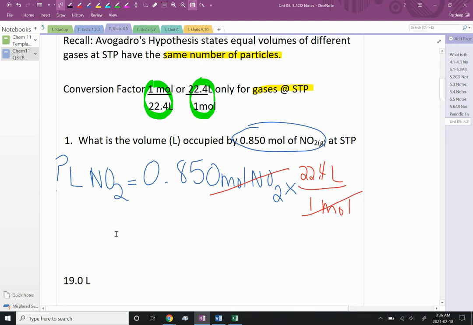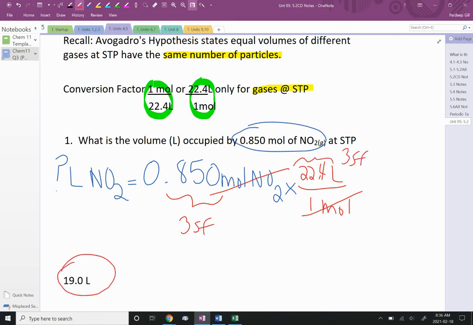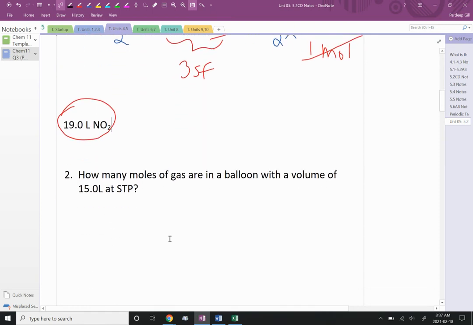But we've got to double check the sig figs here. So this is 3 sig figs right here. Now the 22.4 liters, even though it's a conversion factor, that number is a measured value. So you do have to consider the sig figs for the 22.4. So that's going to be 3 sig figs there. So our answer has 3 sig figs, and remember to include the name of the chemical as well. Okay, so don't just write 19.0 liters, write 19.0 liters NO2, nitrogen dioxide. All right, let's take a look at the next one here.